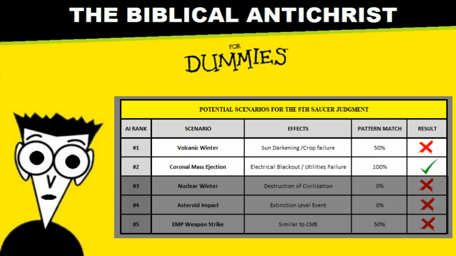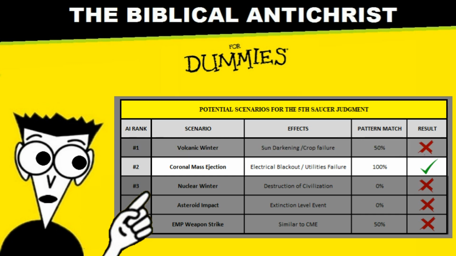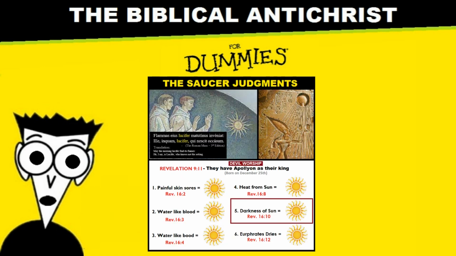But if you have to choose between the two, which event best matches the description given by John? Textually, the best match is the solar coronal mass ejection, because the saucer judgments are all against Rome's sun worship, and all of the previous judgments in Revelation 16 that have taken place were sun-related divine judgments. So let's explore that scenario a little deeper, and what you should do to prepare for what is coming.